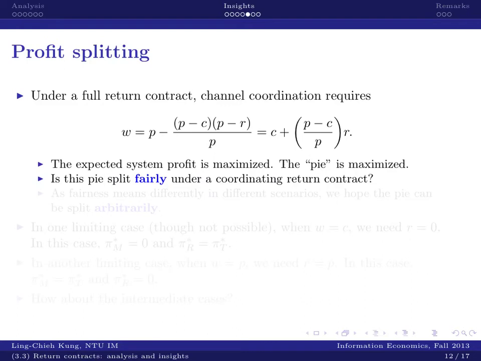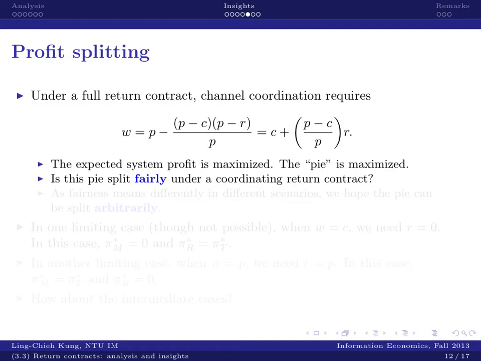So, under a full return contract, channel coordination requires something we just proved. And if you want, you may do some arrangements, take this part in a different format, and after some arithmetic, you will show W must be something like this. It will be C plus some ratio of R, okay? And you will immediately see W and R are somewhat proportional. When W increases, R must also increase, or somehow less intuitive.